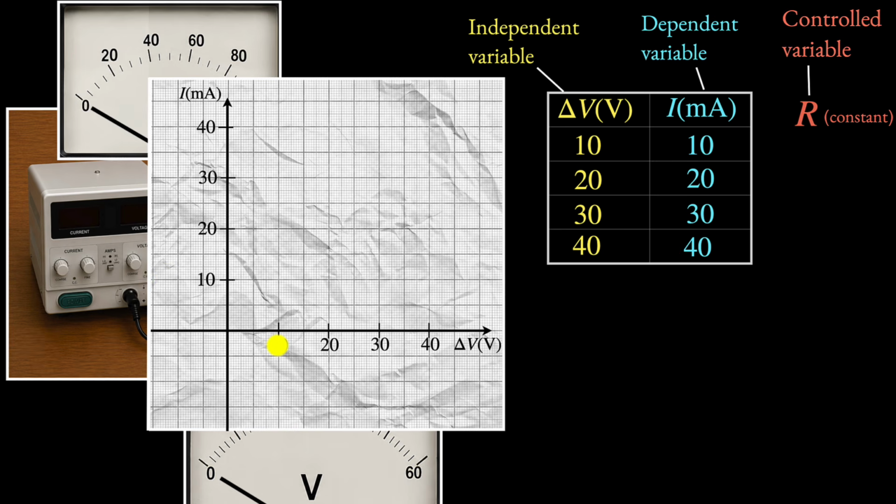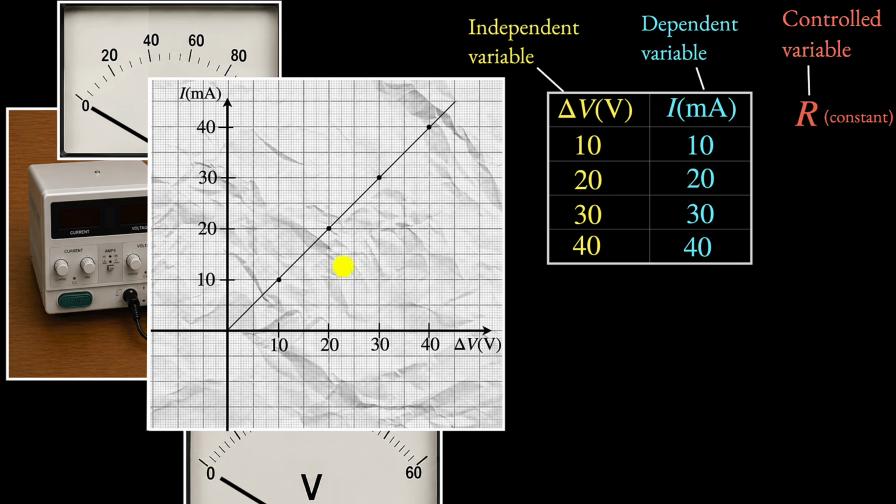When the voltage is 10 volts, the potential difference across the resistor is 10 volts, the current is 10 milliamperes. And then for 20 volts, we have 20 milliamperes. For 30 volts, you have 30. And then for 40 volts, you have 40 milliamperes. And so the question is, what's the best fit model over here? Well, I think you can clearly see the best fit model is a straight line passing through the origin.